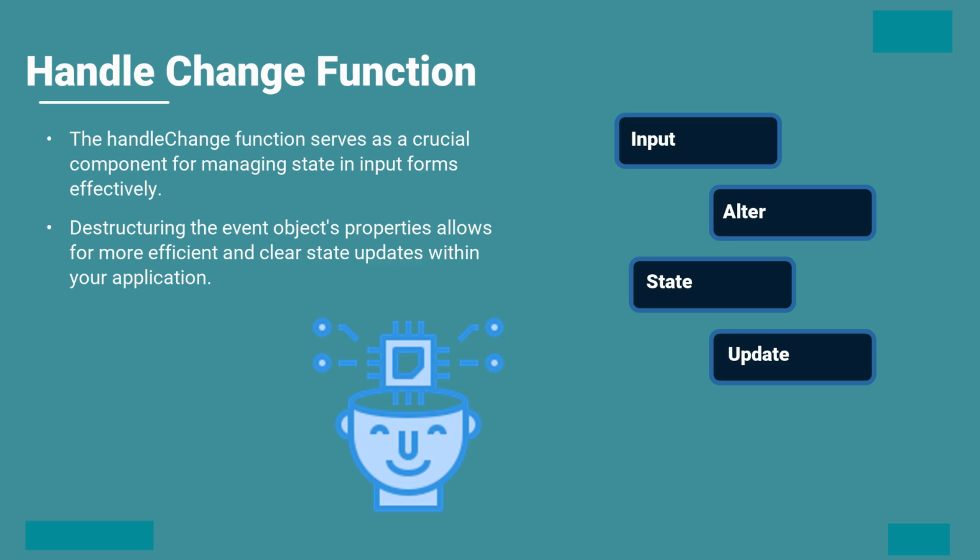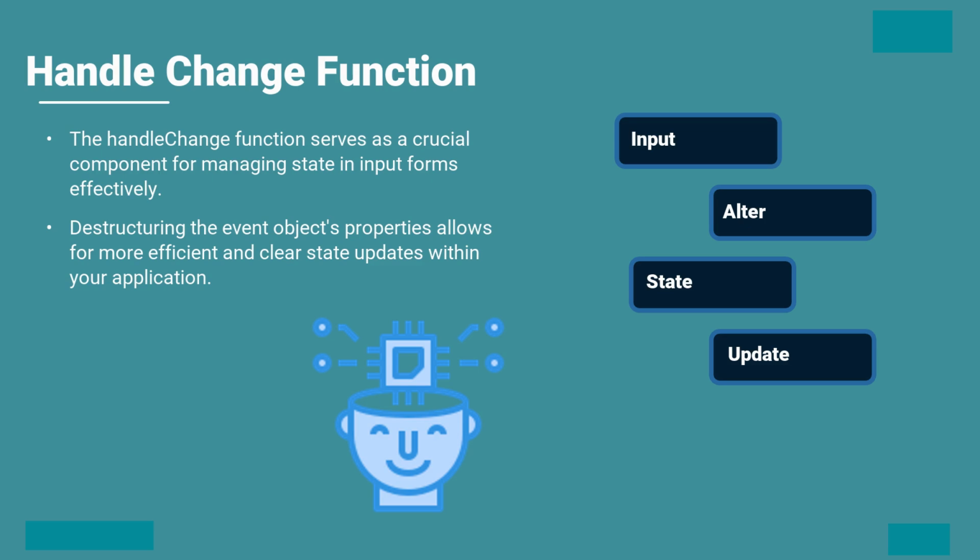Now let's delve deeper into the handle change function. It's essential to know how this function operates because it's the backbone of managing state within our form. Each time an input field changes, the handle change function is triggered. Here is how it works. When an input event occurs, the event object e contains a target with the properties name and value. The name corresponds to the specific field like first name, last name, or email, and value is the content that the user has typed in.